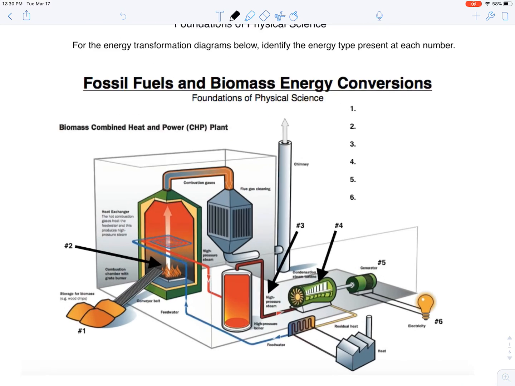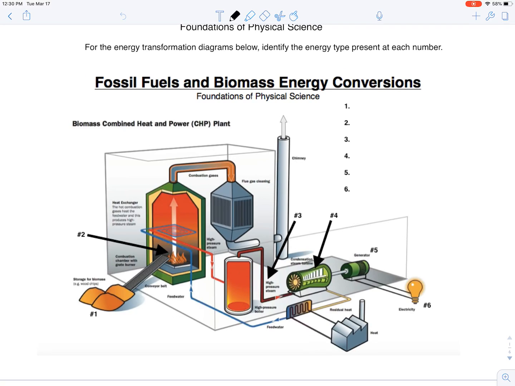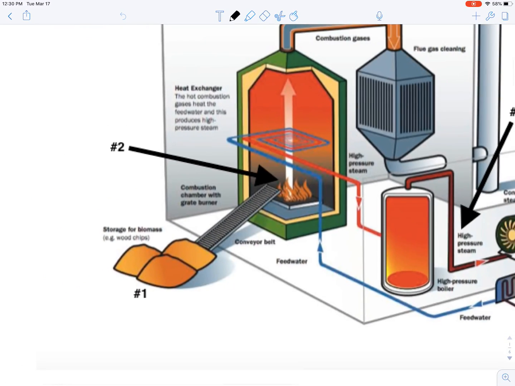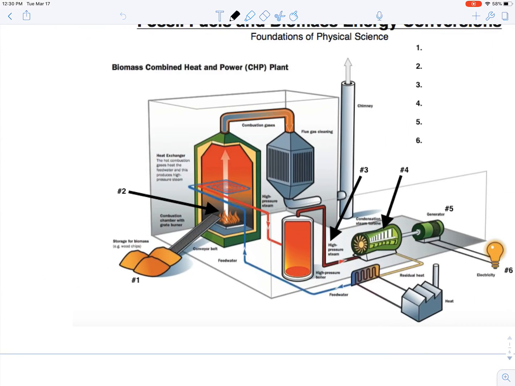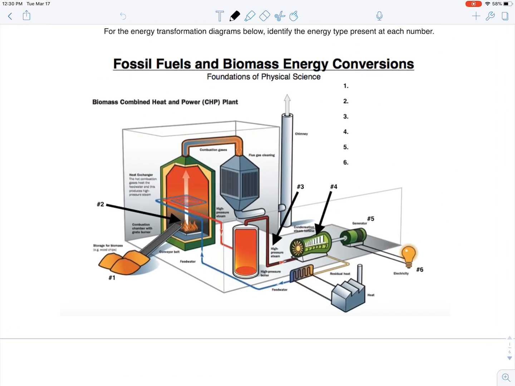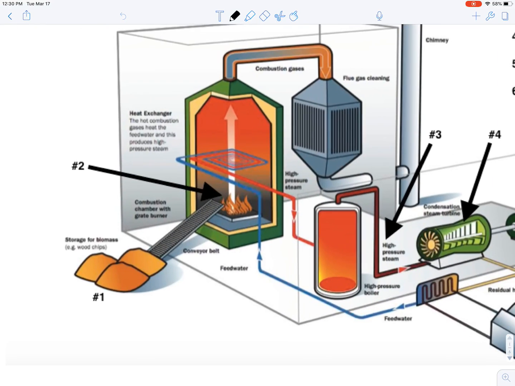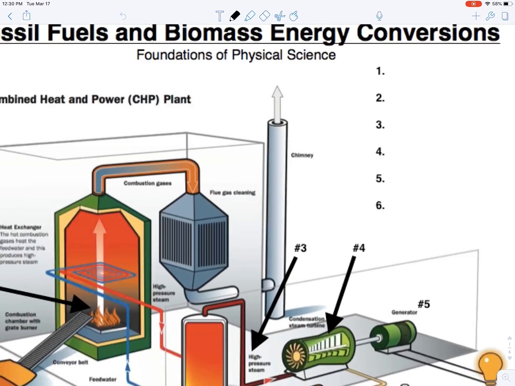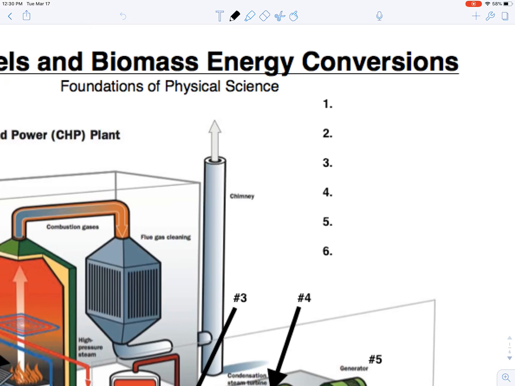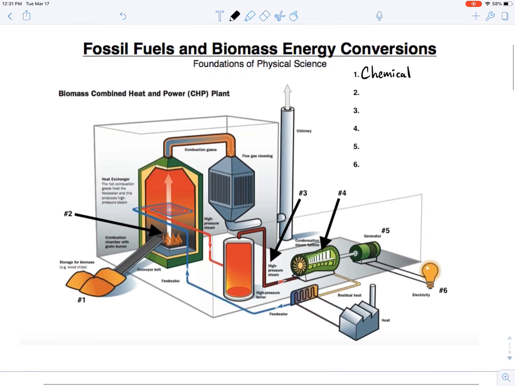So this first one was our very first energy type we looked at. This could be a variety of different power plants. In our case, this is biomass, right? Down here we've got wood chips, but that could be coal. We could be burning natural gas or oil. Fossil fuels. There's a bunch of different ways we make power here. Number one, that big pile of wood chips we know is loaded with chemical energy. The energy stored in the bonds of molecules.